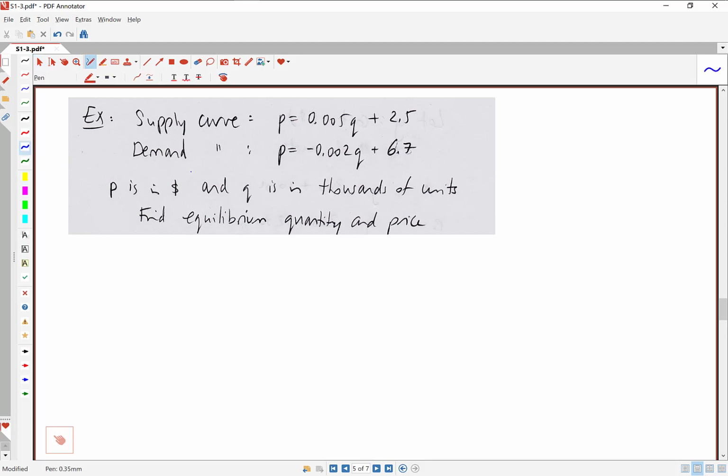And notice that the way the question is set up, each of the equations is already solved for P. So we've got P on its own, P on its own. So it's just going to be a matter of setting P equal to P, and then we'll be able to solve from there. So from the first line, P is equal to 0.005 Q plus 2.5. And from the second line, P is equal to negative 0.002 Q plus 6.7.